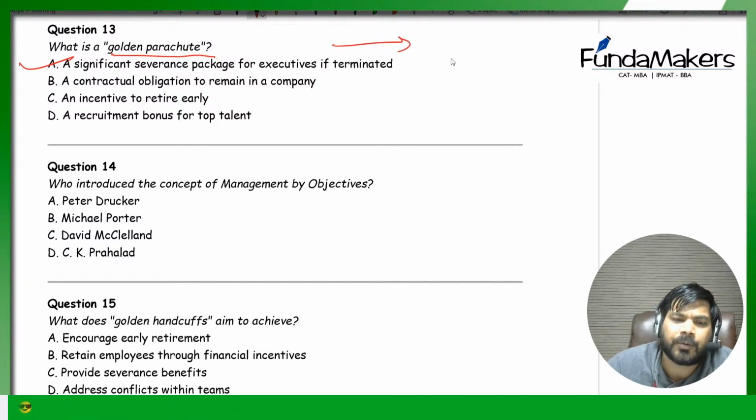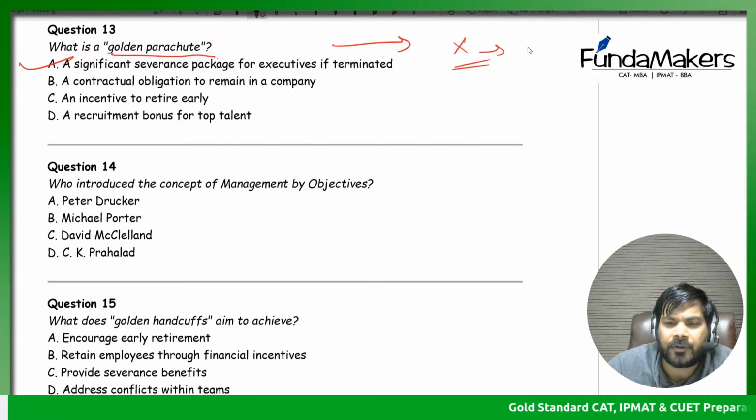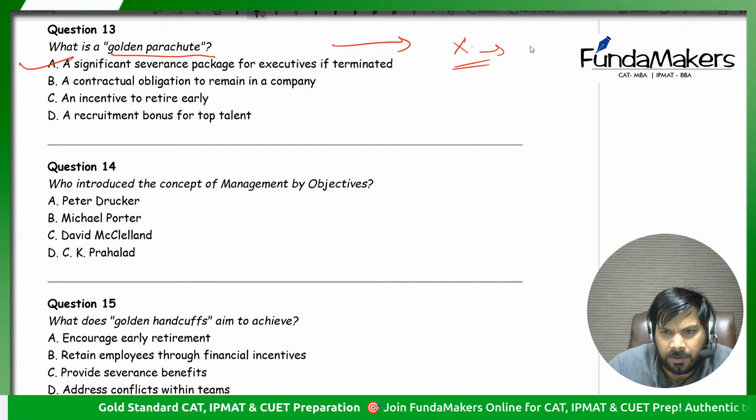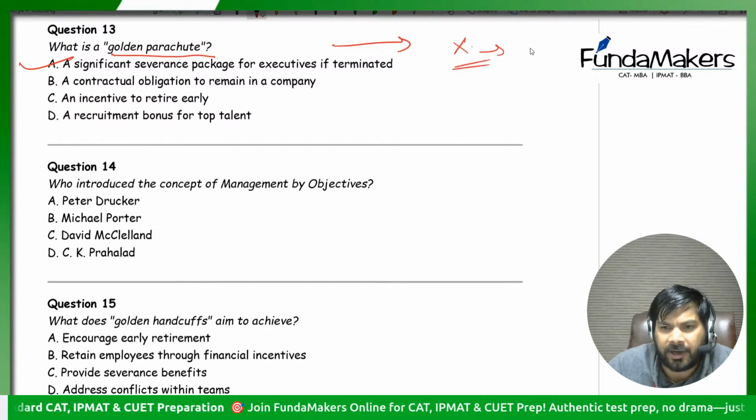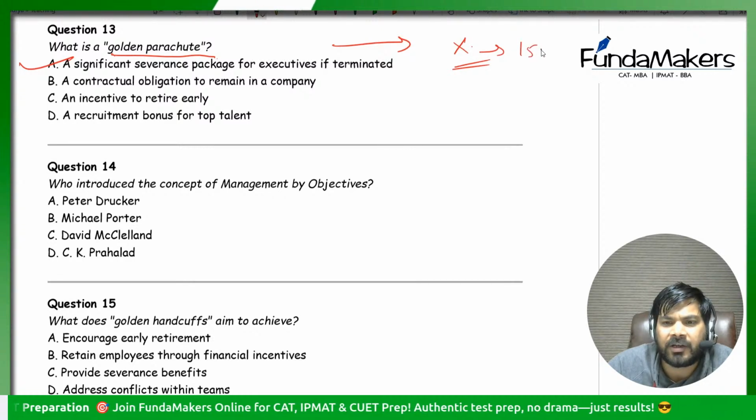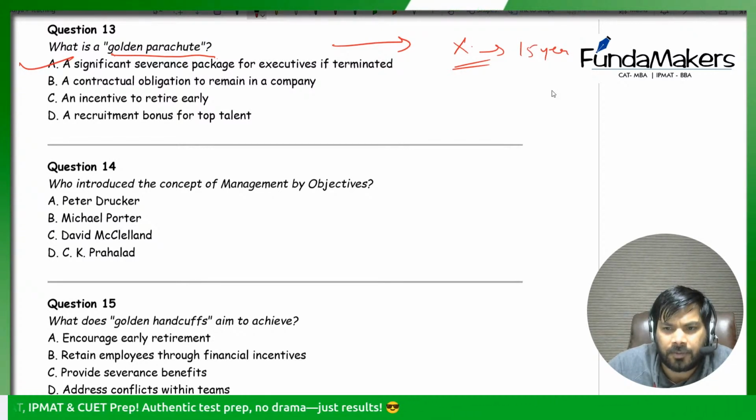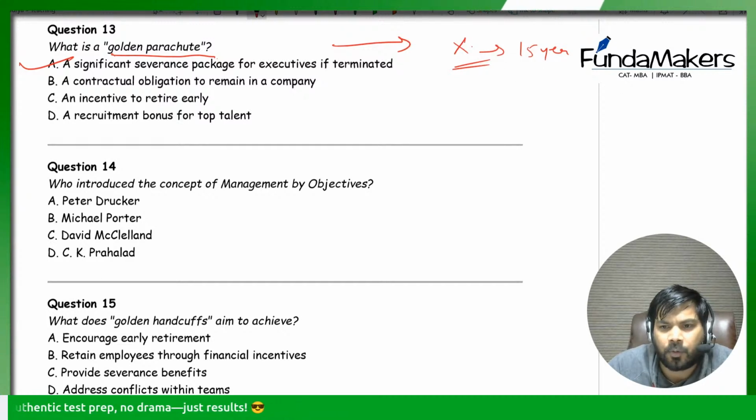For example, say a person was working with company X, and company X signed a contract that when you go out of the organization, or when you are terminated, you'll get a kind of parachute contract. Like if you have worked for 15 years in the company, you'll get 15 months of salary in advance, right? Now, this is a part of the golden parachute.